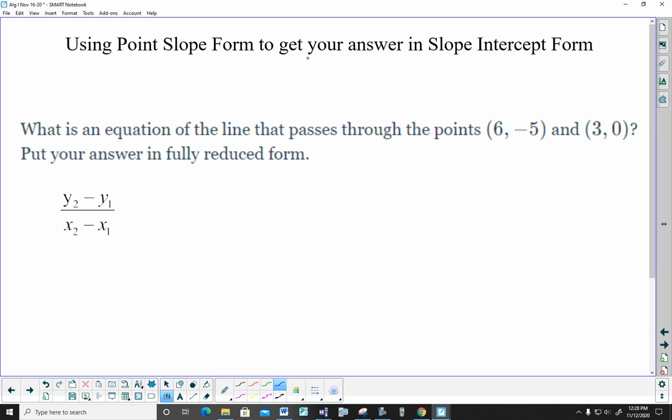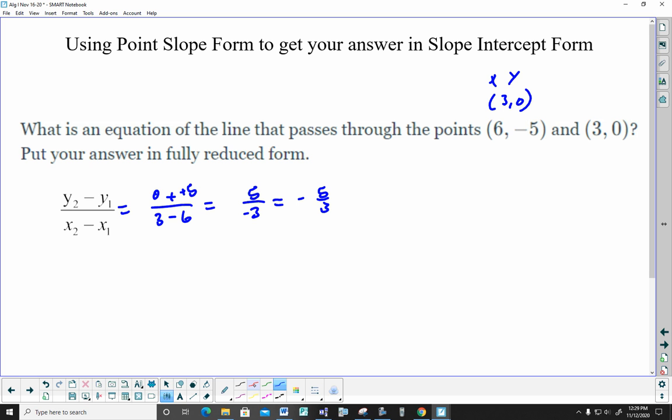Using point-slope form to get your answer in slope-intercept form. Okay, so let me again start out with, no matter what form you're going to do, you have to find the slope. So I'm going to write 3, 0. I'm drawing the fraction bar, putting the subtraction signs in. So 0, negative 5 goes on top, because those are the y values. The x values go on the bottom. These two negatives turn into a positive. So we have 5 over negative 3. So negative 5/3 is the slope.